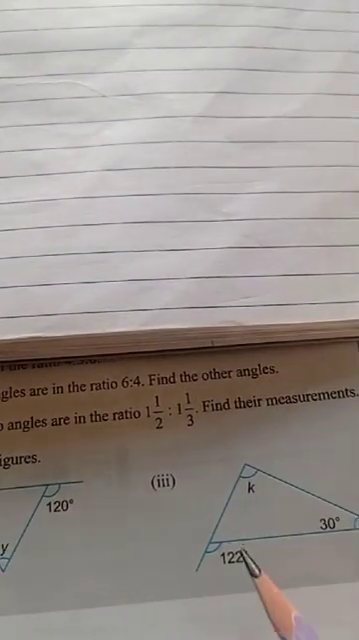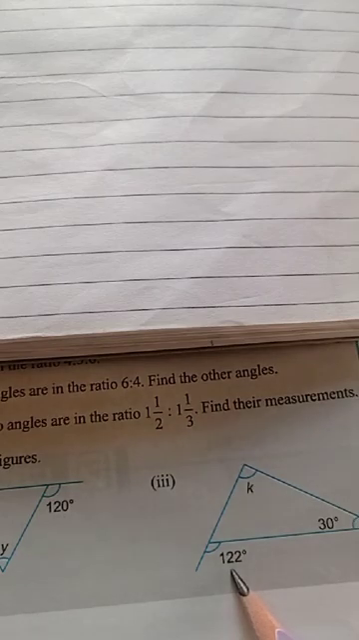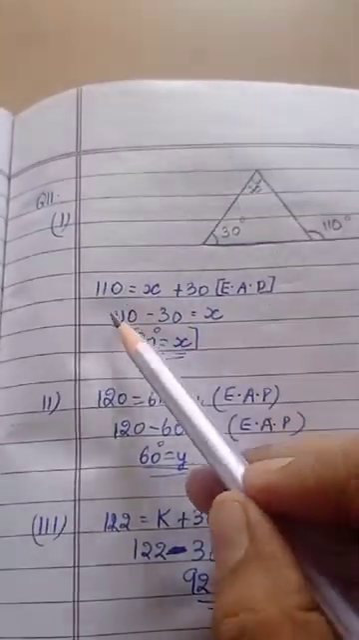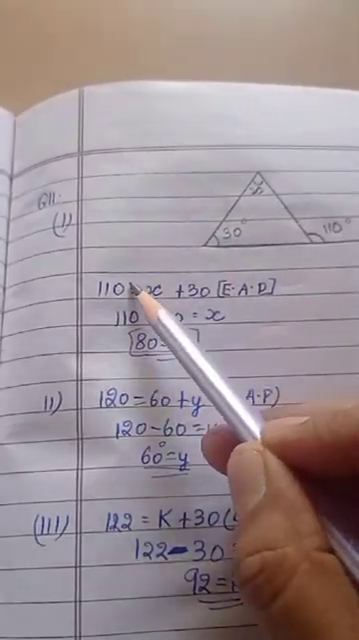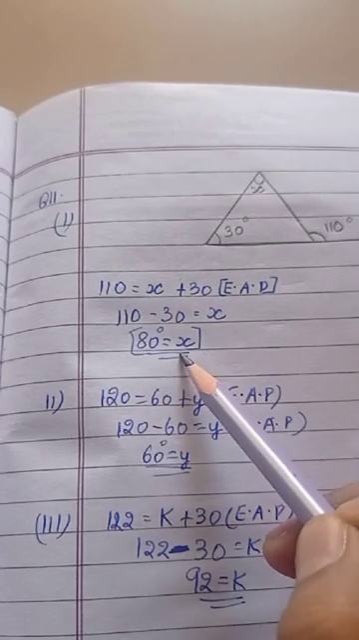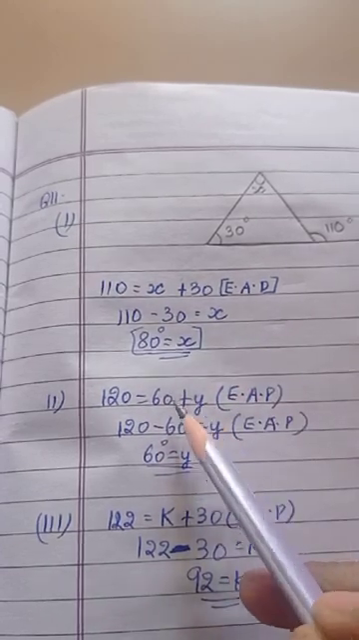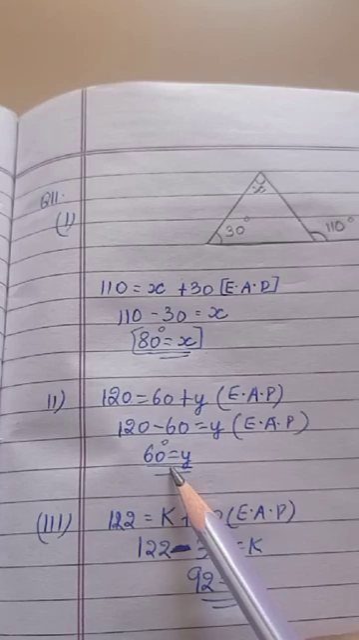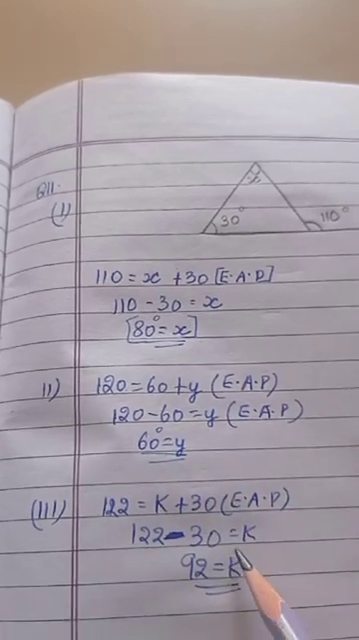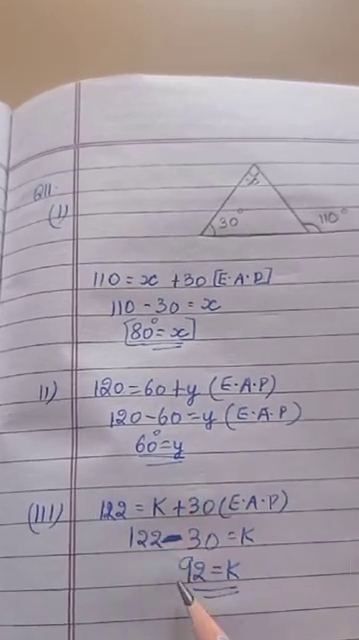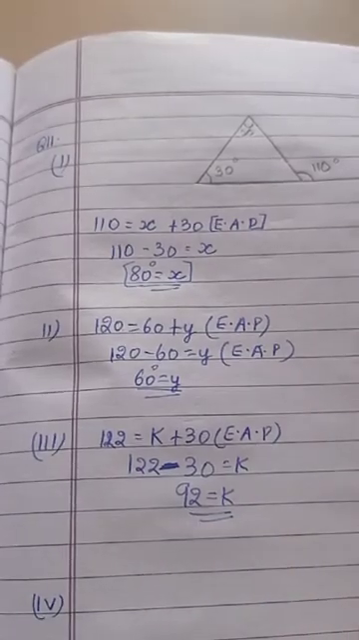And third is 122, exterior angle lying outside the triangle. It will be equal to k plus 30. So these are the solutions. See? Clear? So x how we can find? By transpose 30 this side it is 80 degree. Same way y how we can find? Transpose 60 this side it is 60 degree. And how we can find k? By transpose 30 this side it will be 92 degree.